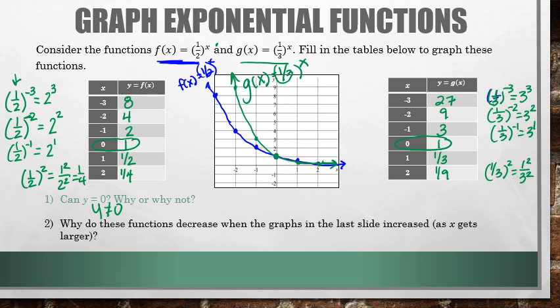Why do these functions decrease when the graphs in the last slide increased? Notice that these are decreasing because as your x's are getting larger, our y values are actually getting smaller. The reason is that we have a decay factor: a is smaller than 1. Every time we move from one x value to the next, the graph gets smaller, because we take 8, multiply by 1/2 and get 4. 4 multiplied by 1/2 gives you 2. 2 multiplied by 1/2 gives you 1. So we're multiplying these numbers by a value less than 1, which in turn gives us a smaller value.